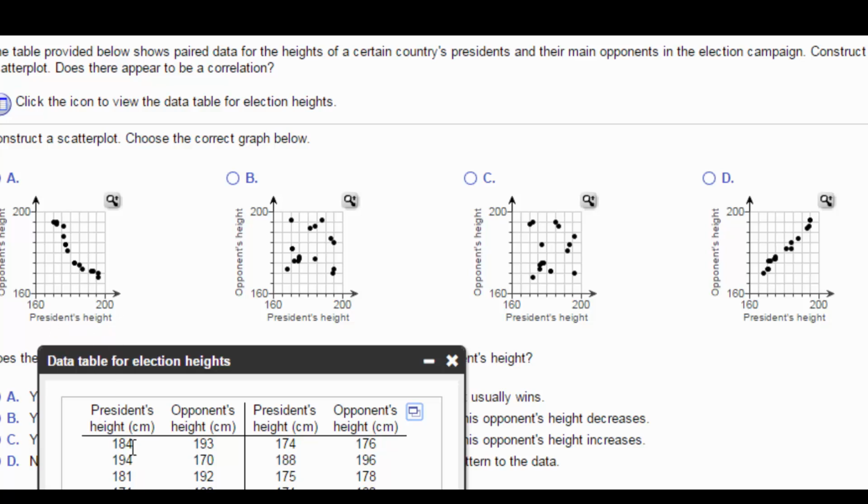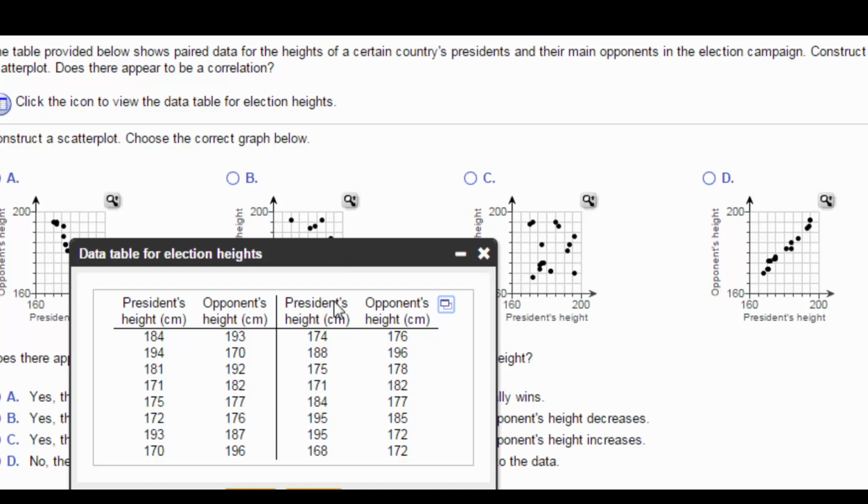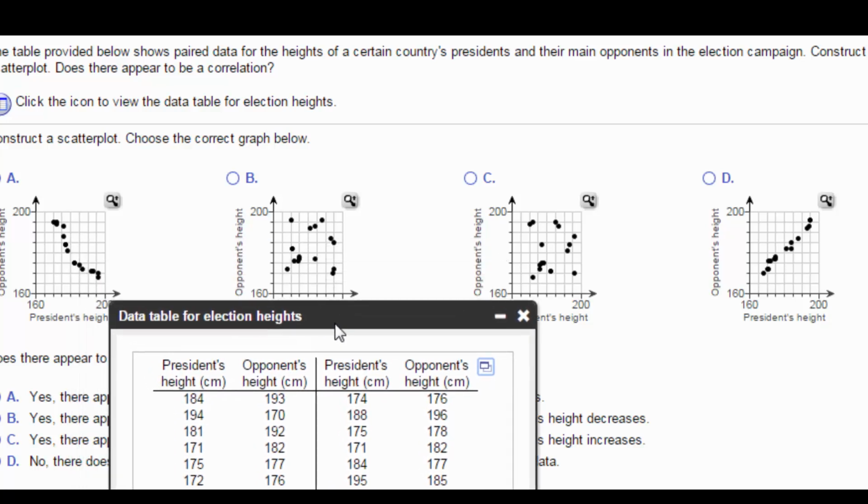x-axis, and if I took this data and put it in order, in other words, looking for the smallest data value, which looks like it's the 168, and the largest data value, which looks like 195. So at 168, it shows the Y value would be 172.